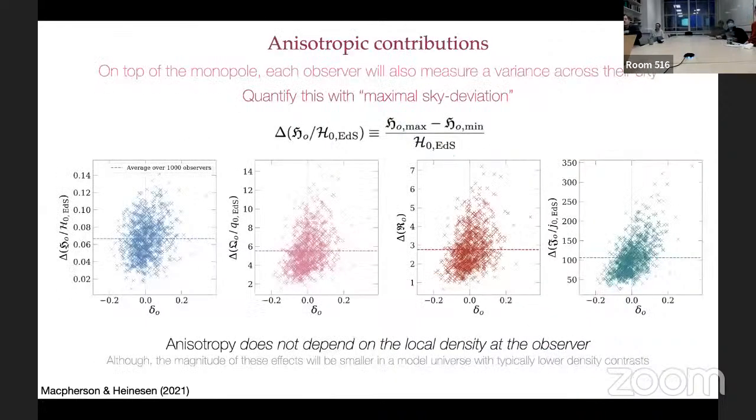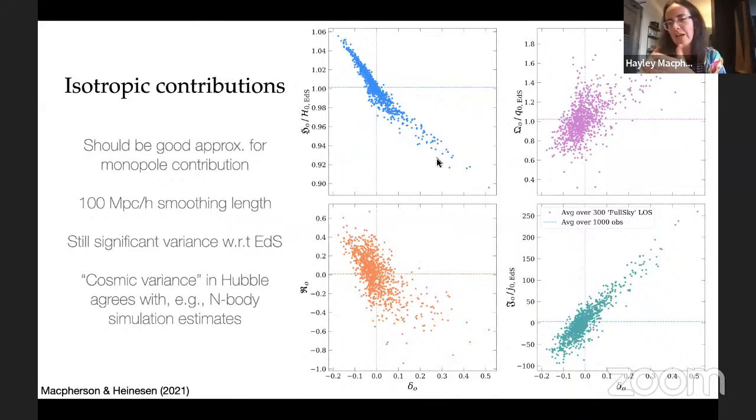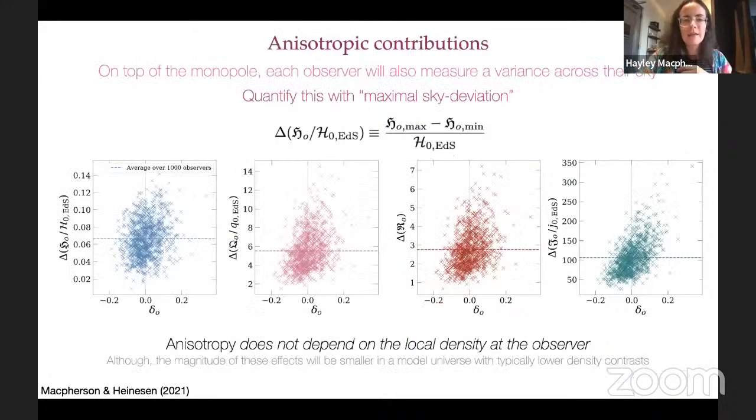Okay, before I move on to that, in addition to this monopole contribution, the isotropic deviation from the Einstein-de Sitter model for each observer, we can also try and quantify how these parameters vary across the sky. To do that, we calculated this maximal sky deviation, capital Delta, which we defined as the maximum value of a parameter minus the minimum on an observer's sky relative to the EdS model. This gives us an idea of the level of variation we were seeing in those smoother sky maps, but with a more realistic number of objects.